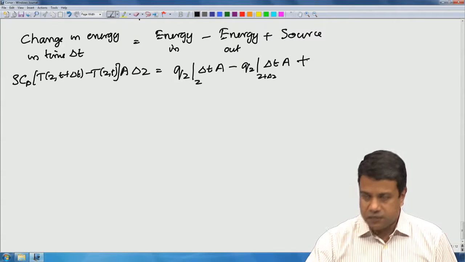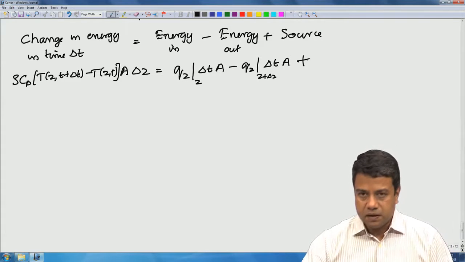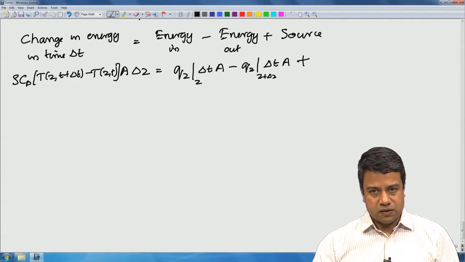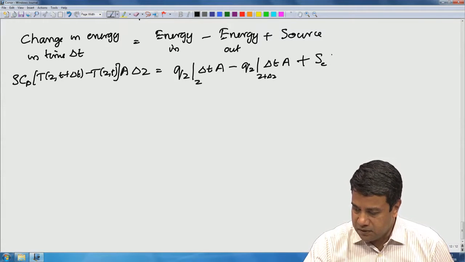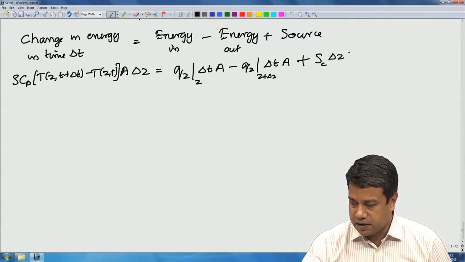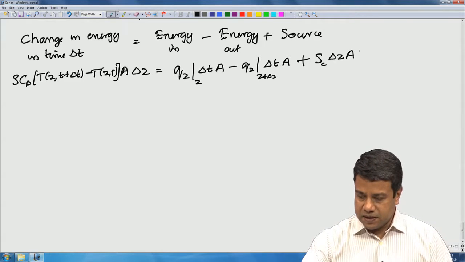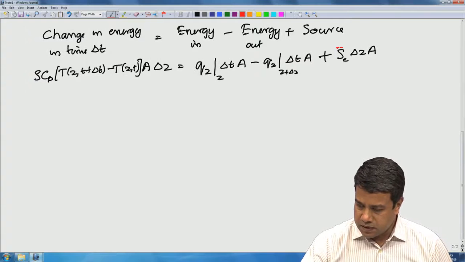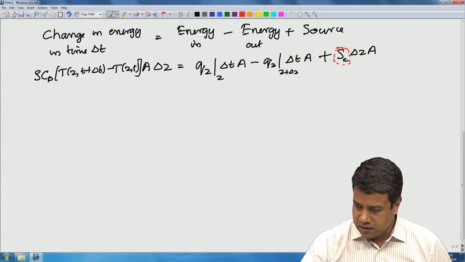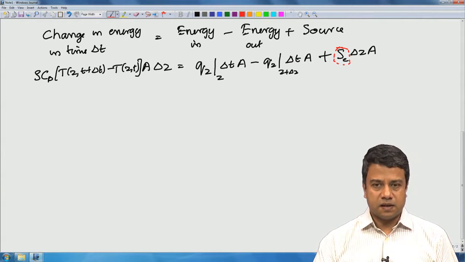Okay. This will in general be a source density, a source per unit volume, a source density times the volume itself, delta z into A. So, this S is energy accumulated. This energy source S is an energy generated per unit volume per unit time due to a reaction.